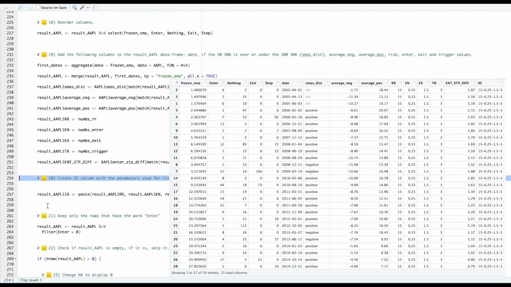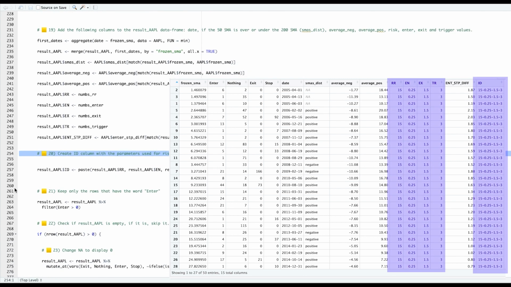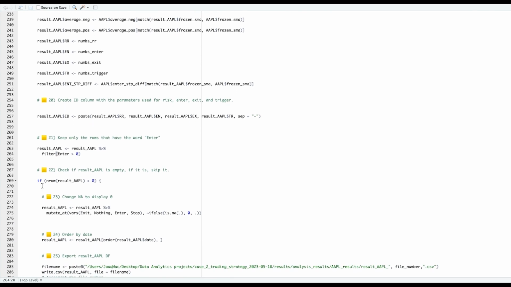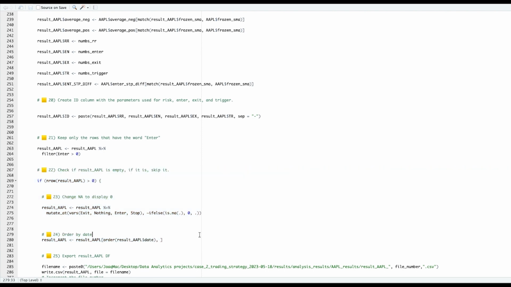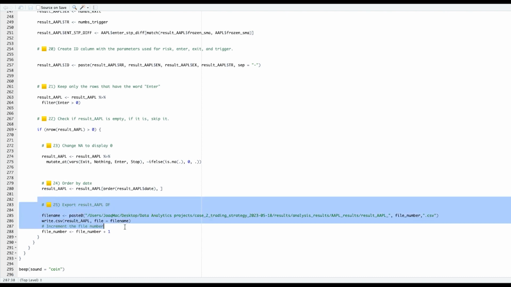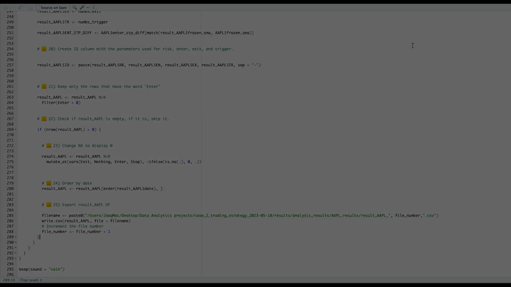In this step, I combined the variables to create the mentioned identifiers. Here, I kept only the rows where the enter condition occurred. I am not interested in series where nothing happened. Steps 22, 23, and 24 are for cleaning up and ordering the rows before exporting. Step 25 is where I exported the data frame with the results, generating around 1,000 files for each stock, which represents different possible combinations of variables.